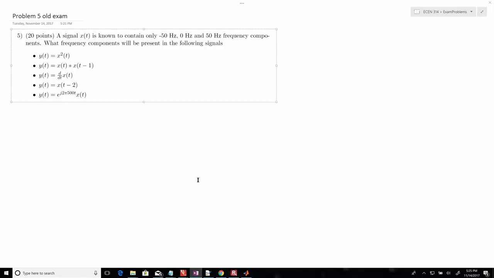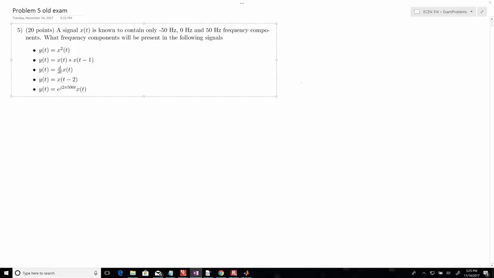So a good way to solve this problem is to actually, like always, try to sketch things as much as possible. What we are told is x has only 3 frequency components, right? So if it has only 3 frequency components, that means there are 3 impulse functions. One at 0, one at 50 Hertz, and one at negative 50 Hertz. If we want to work in radians per second, then this is 100 pi and negative 100 pi. So this is x of j omega.